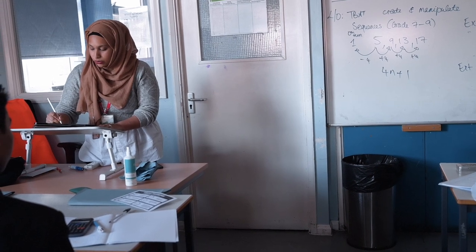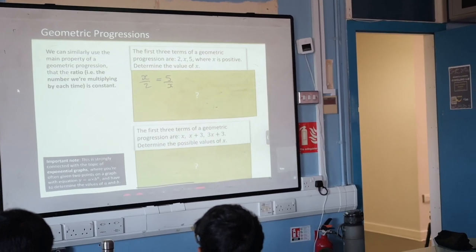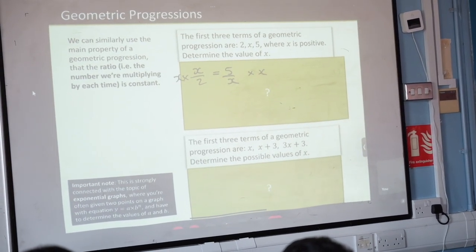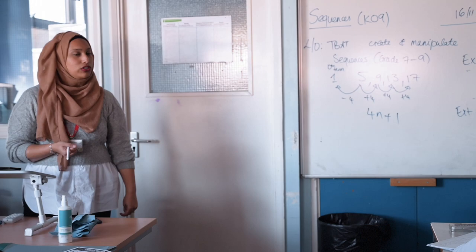Divided by 2 is equal to 5 over x, like so. So what's going to happen after is I'm going to multiply by what x is, so I'll multiply both sides by x, and I'll get x squared over 2 is equal to 5. What am I having to do after this?